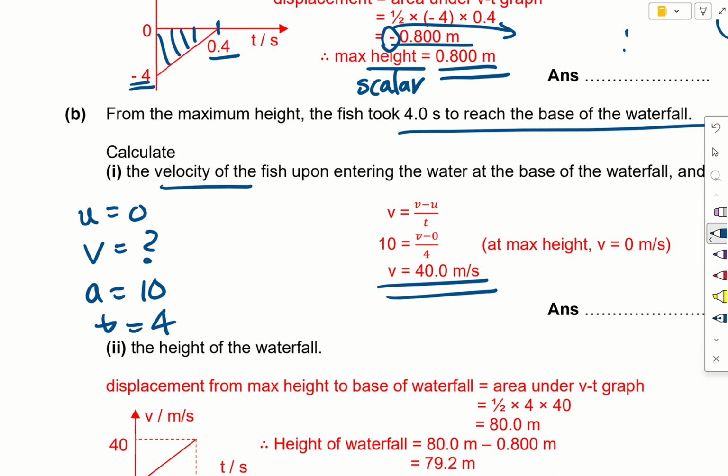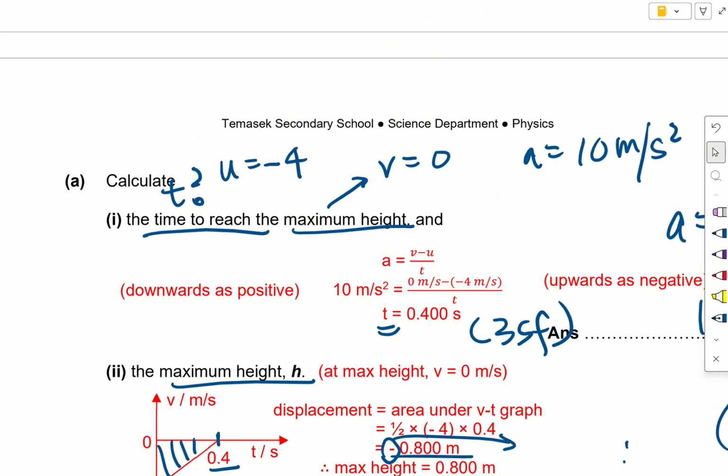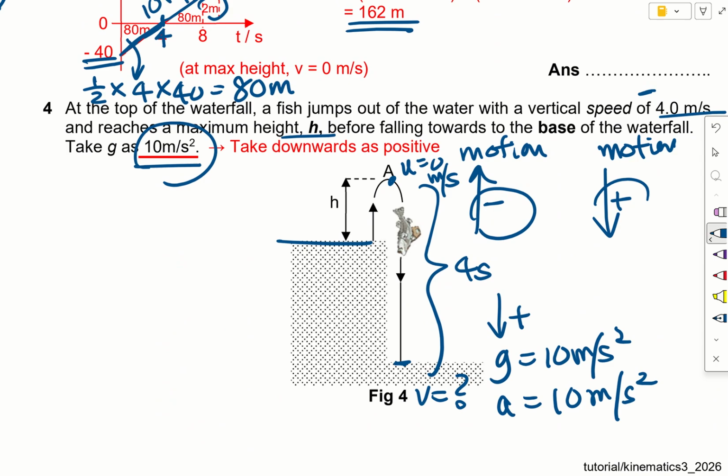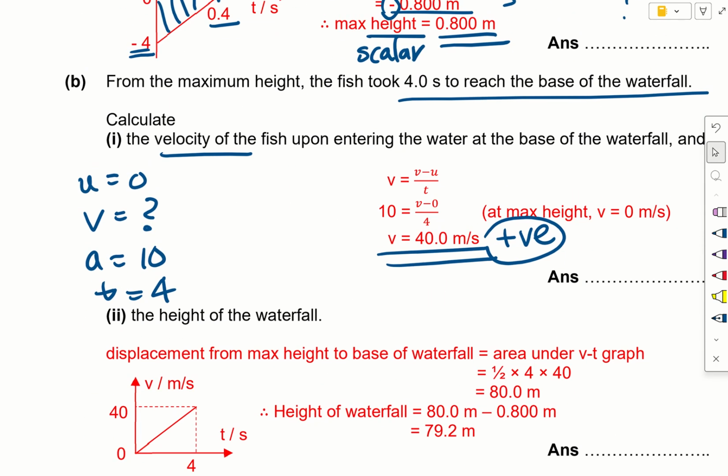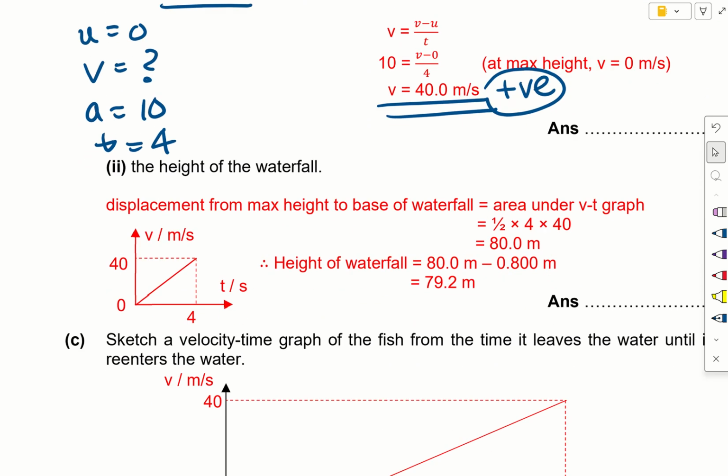And this v equals 40 is actually positive in value. And we just now chose downwards to be positive, right? Downward motion is positive, so it tallies. It is a positive velocity. Now they want us to calculate the height of the waterfall.